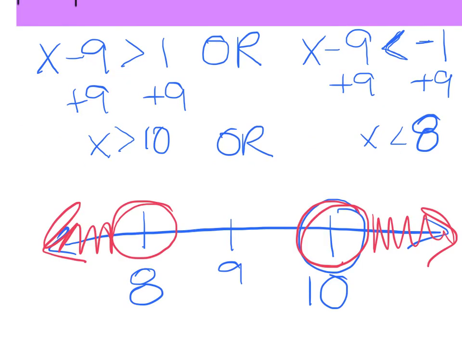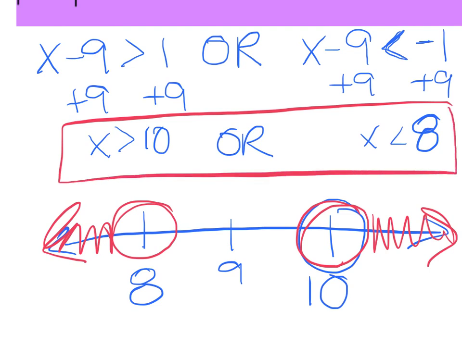Alright, go ahead and double check your work. I got x is greater than 10 or x is less than 8. That's my answer. I cannot write that in compact form because or compound inequalities don't squish together like an and compound inequality might. And then I went ahead and I graphed it.